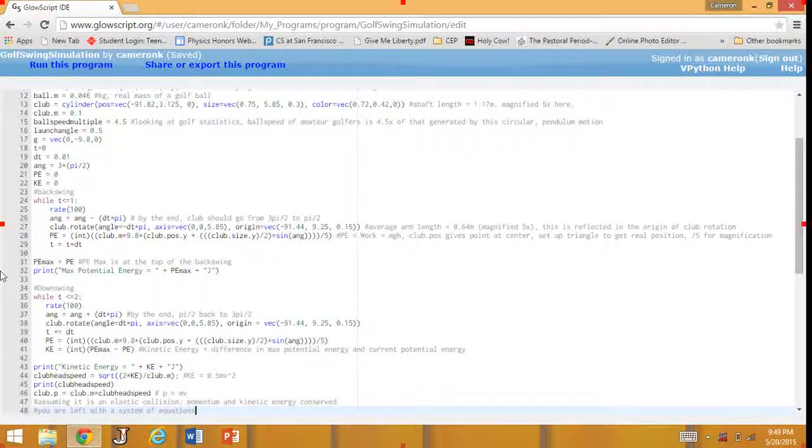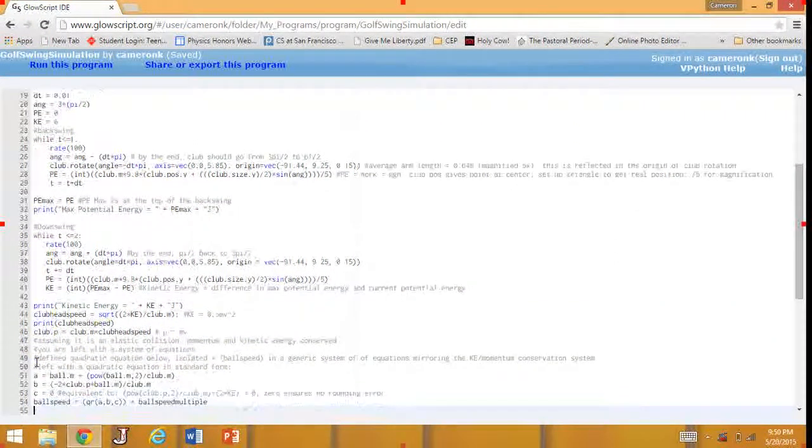Next we have the downswing, which is another loop. I say while time is less than or equal to 2, just one more second, once again in real time. It's essentially the same code as before, but I'm increasing the angle, so it is a downswing. And then I am updating time once again and calculating potential energy. I'm also calculating kinetic energy, which is just the difference in max potential energy and current potential energy. At the end, I print out kinetic energy, and then I begin some calculations.